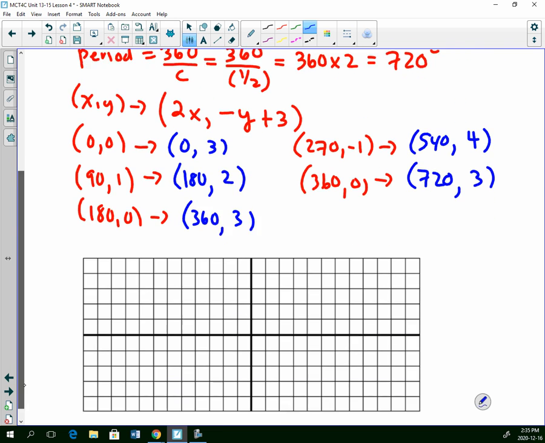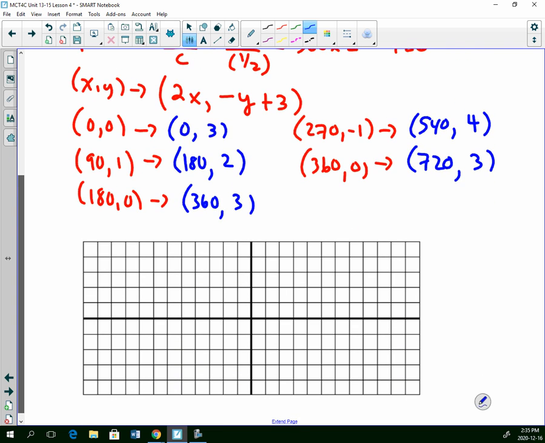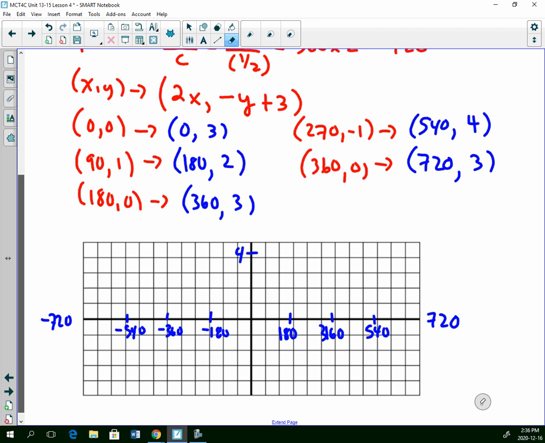Okay, so this time my graph has to go up to 720 instead of 360. So I'm going to put 720. And so each of these, this will be 360, this will be 180, and this will be 540. Okay, I have to go up to 4. So 1, 2, 3, 4. So that's my maximum. And I'll go minus 720 to the left. Okay, so those are good scales on my axes.